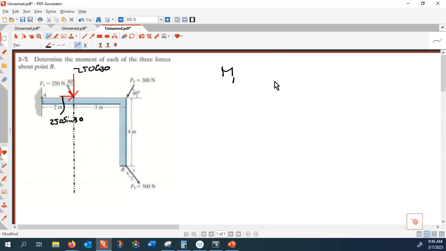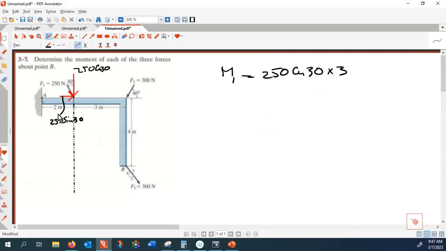So that is equal to 250 cos 30, and the arm of rotation, or the shortest distance. From now on, the shortest distance we call the arm of rotation. That is like a circular motion. That is the arm of rotation. And that is multiplied by 3. The unit is Newton meter.